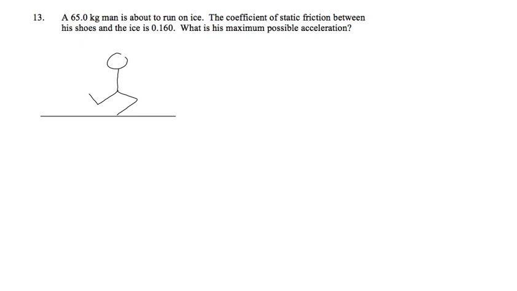Since they're running on ice, and ice is pretty slippery, if they push off too hard, their foot's going to slip. What I want to know is how much friction is available. As long as I'm within the friction value, my foot won't slip. If the foot slips at all, it's going to slip back, so friction is in the forward direction. It's preventing my foot from slipping back when I push too hard. So my picture is going to have friction in that direction.